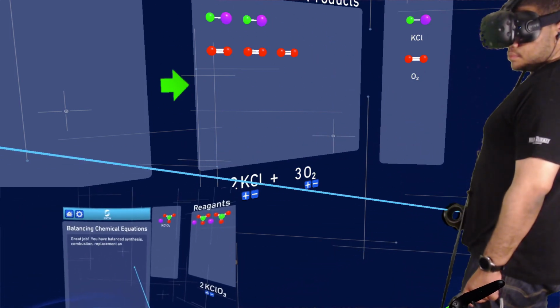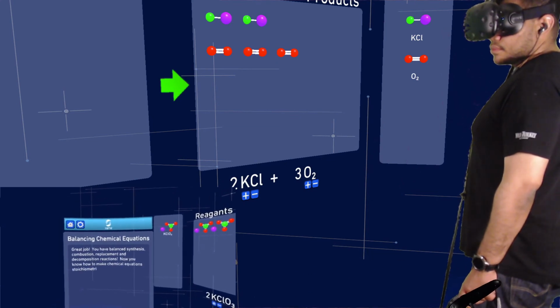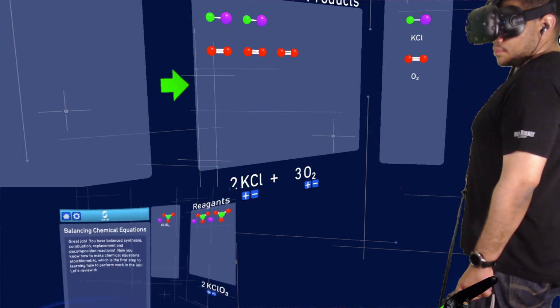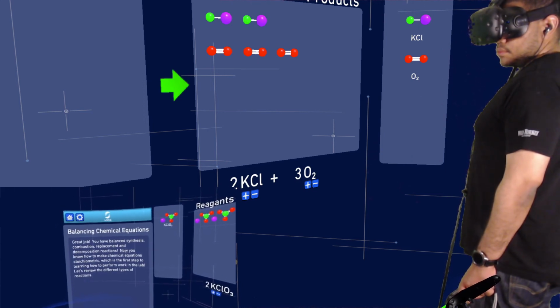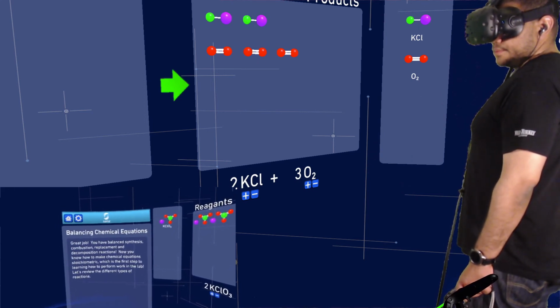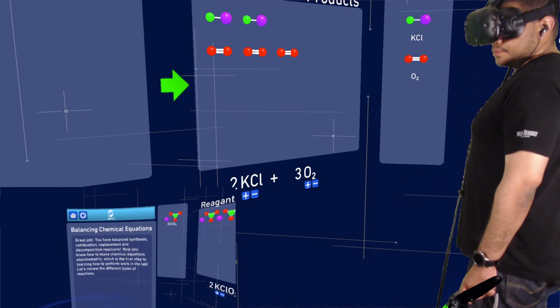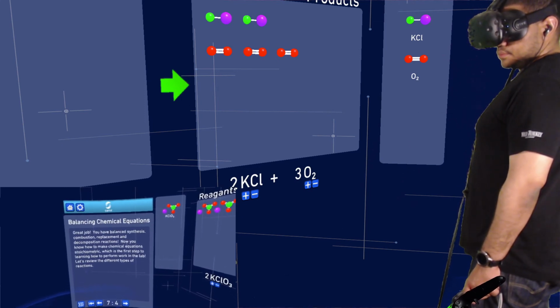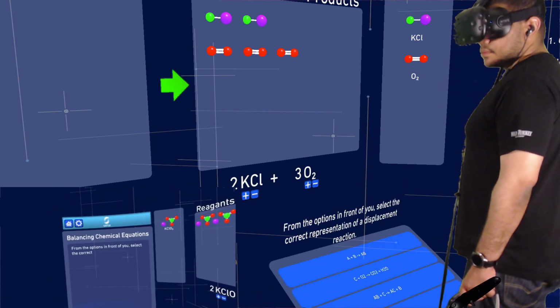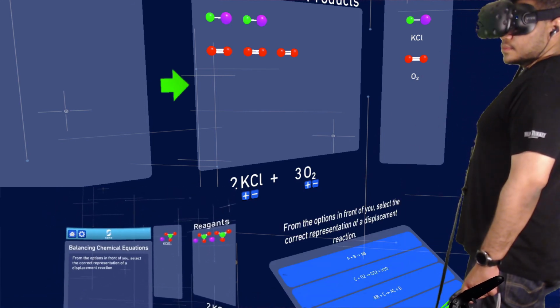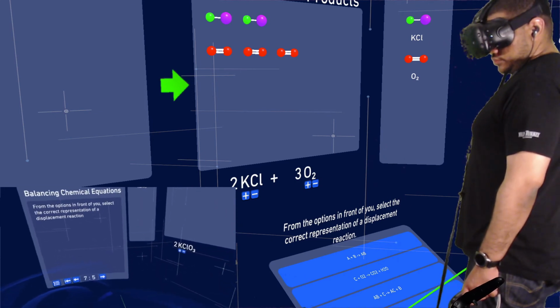Great job! You've balanced synthesis, combustion, replacement, and decomposition reactions. Now you know how to make chemical equations stoichiometric, which is the first step to learning how to perform work in the lab. Let's review the different types of reactions. From the options in front of you, select the correct representation of a displacement reaction.